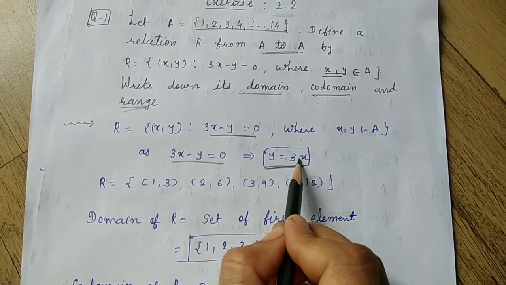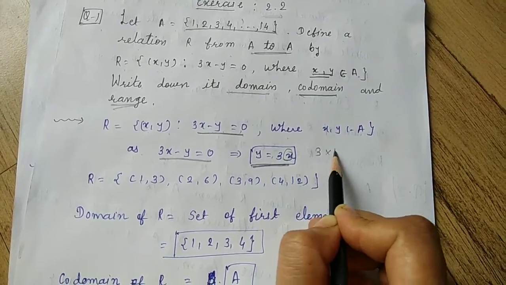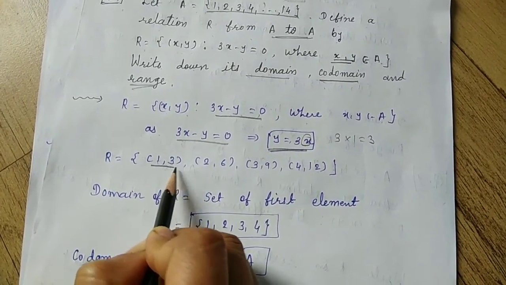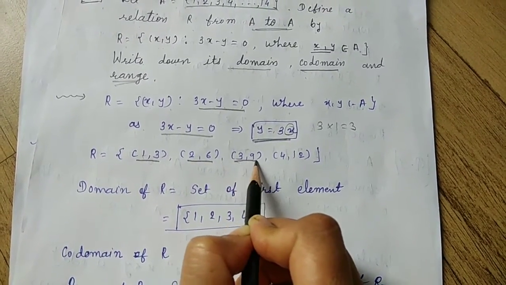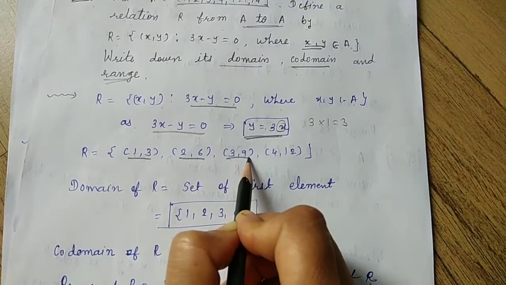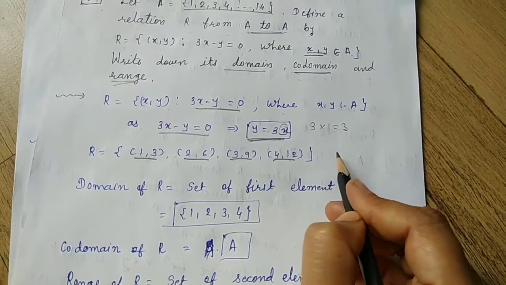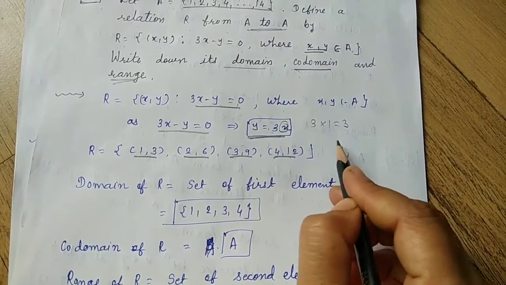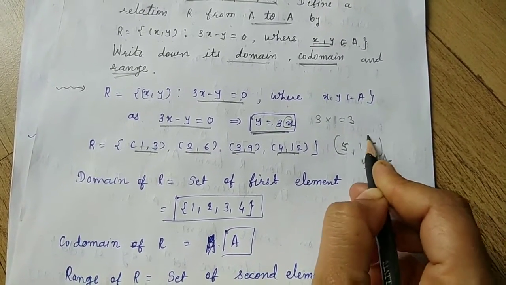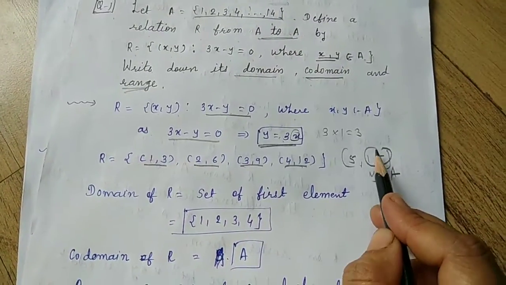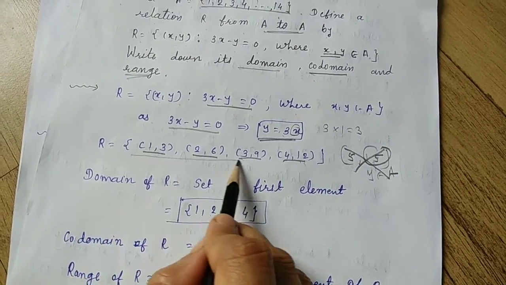Now if we take x equals 1, then 3 into 1 is 3, so y equals 3. If x equals 2, then 3 twos are 6. If x equals 3, then y equals 3 threes are 9. If x equals 4, then y equals 3 fours are 12. If we take x equals 5, then y equals 3 fives are 15. But as y also belongs to A and 15 is not in A, we will not write this element. This is not in the relation. So this is your relation.